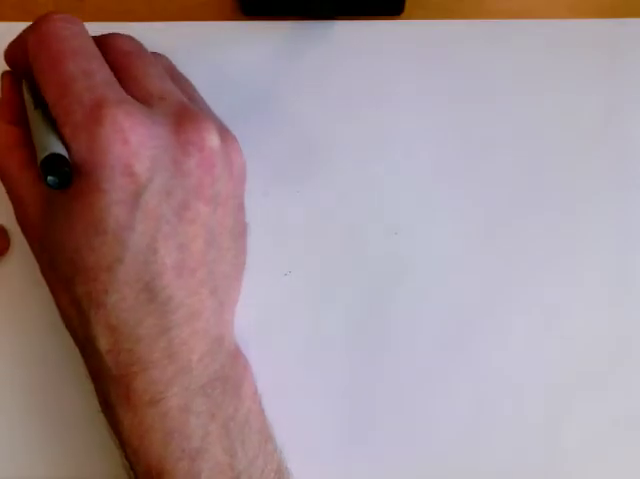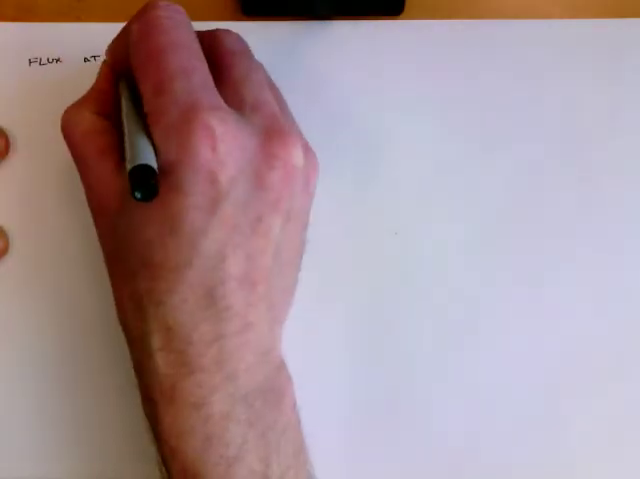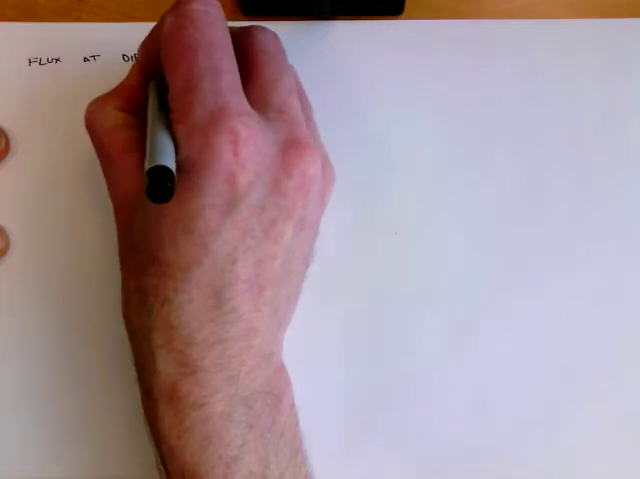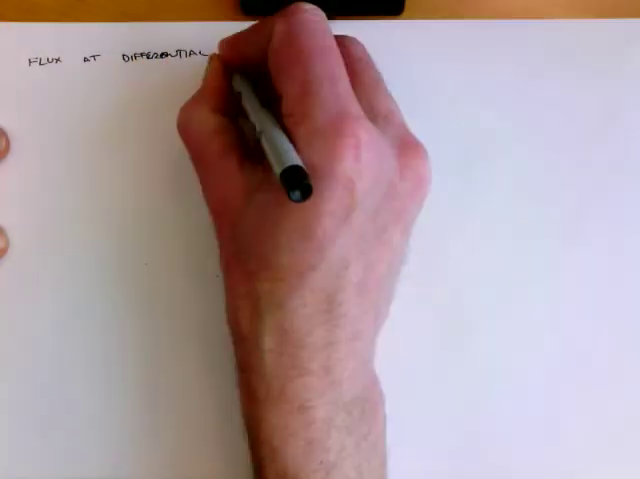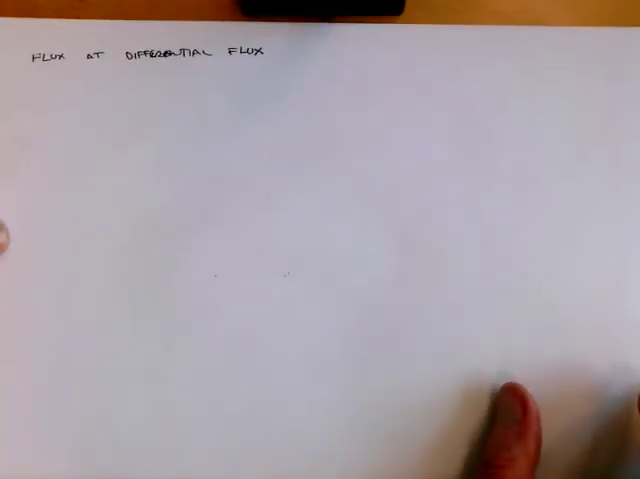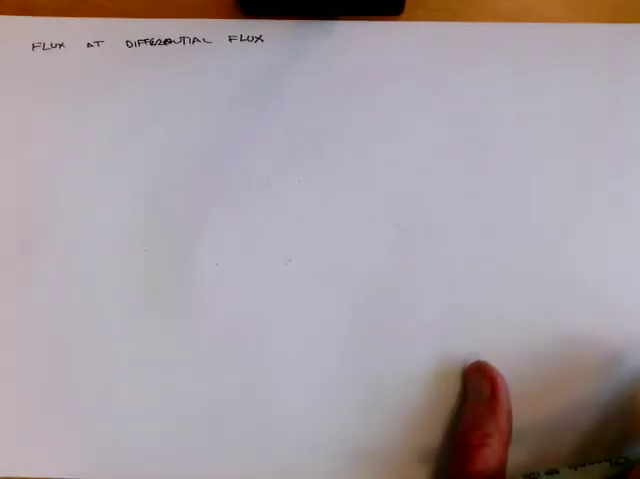So in this video, what I'd like to do is think about flux at the sort of differential level. And where we're going with this is we're trying to connect flux to that upside down triangle that we saw earlier when we were talking about gradient. In particular, we're going to connect flux to the idea of the divergence of a vector field.